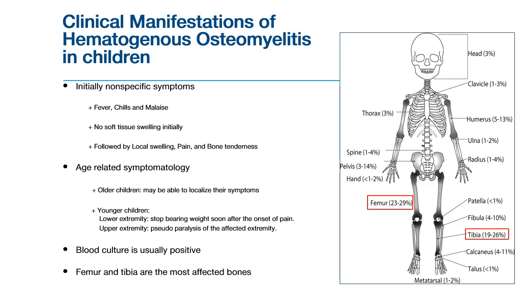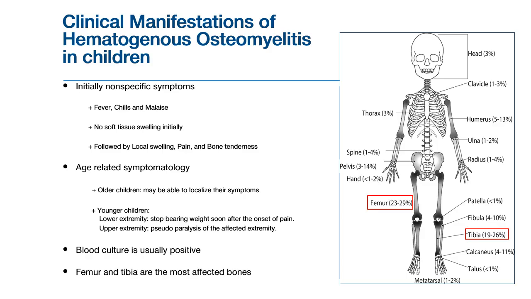Older children who can give a good history may be able to localize their symptoms. If the lower extremity is affected, they may ambulate with an antalgic gait, limping, spending less standing time on the affected leg during walking. Younger children, however, tend to stop bearing weight soon after the onset of pain. If the upper extremity is involved, parents may note pseudo-paralysis of the affected extremity.